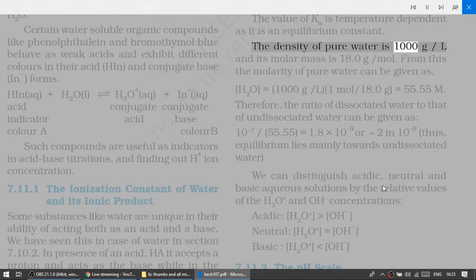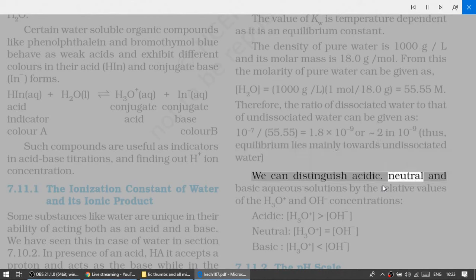The density of pure water is 1000 g/L and its molar mass is 18.0 g/mol. From this, the molarity of pure water can be given as [H2O] = 1000 g/L × 1 mol/18.0 g = 55.55 M. Therefore, the ratio of dissociated water to that of undissociated water can be given as 10^-7/55.55 = 1.8 × 10^-9, or approximately 2 in 10^9. Thus, equilibrium lies mainly towards undissociated water.